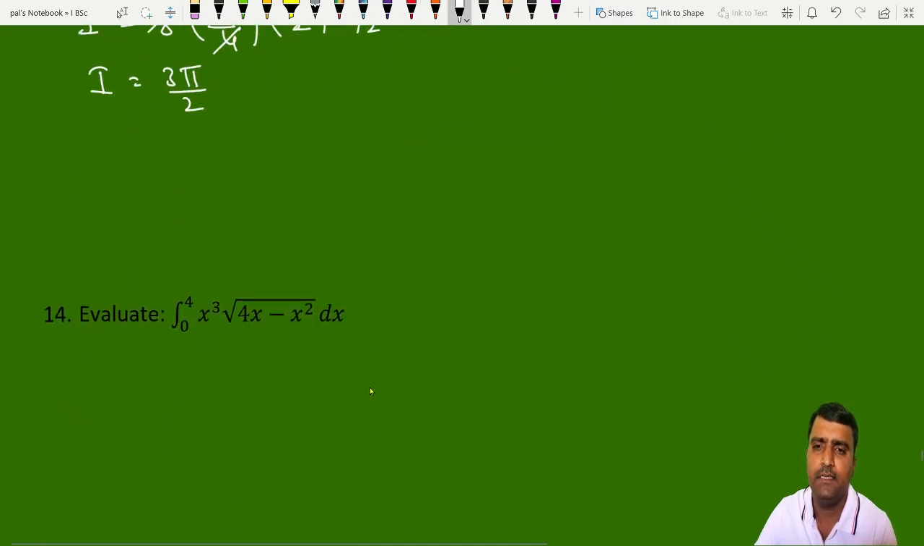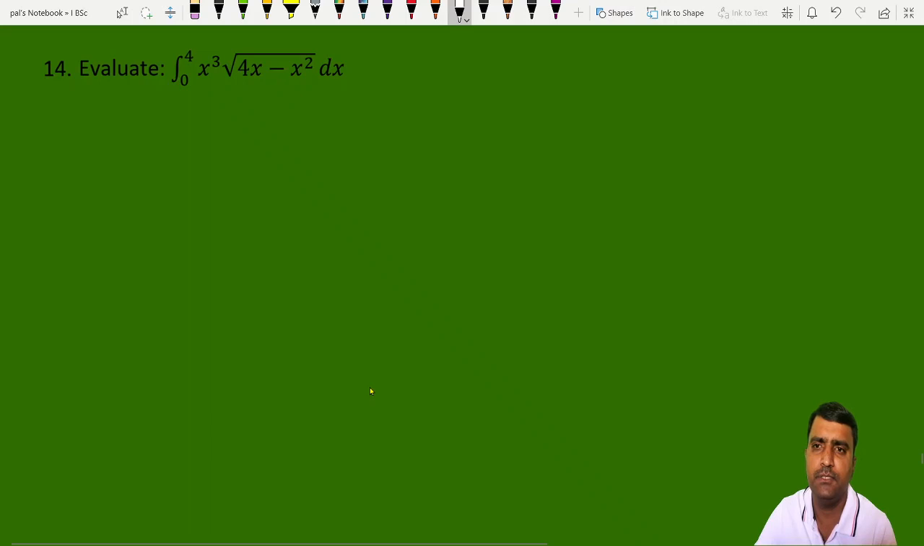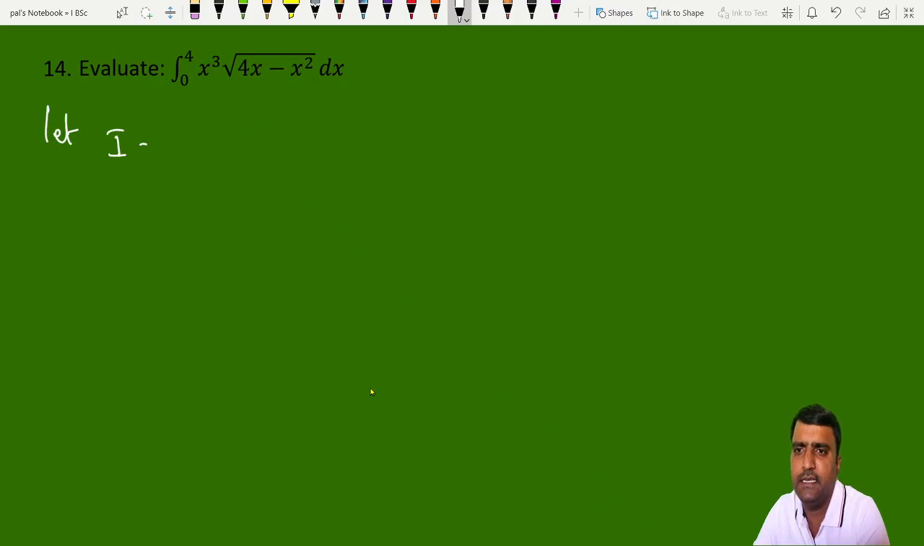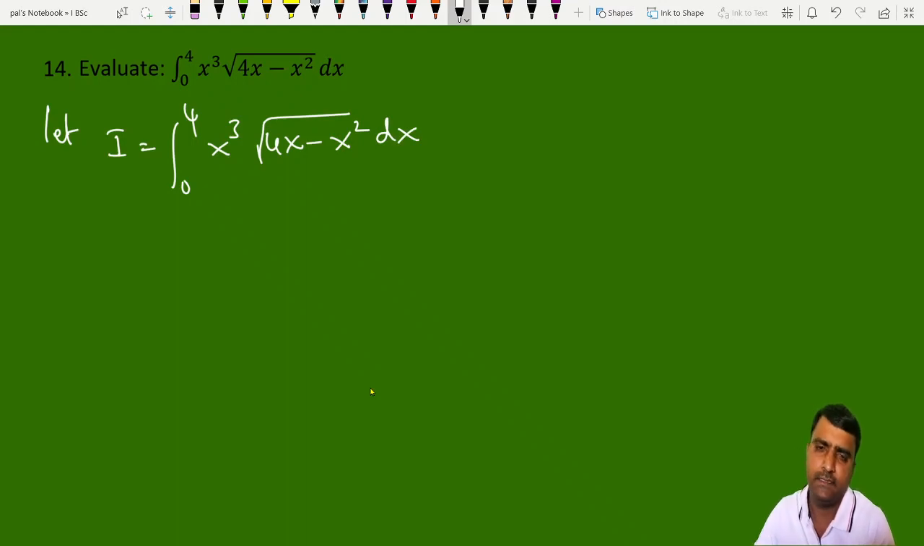Yeah, see one more interesting problem. Integration from 0 to 4 x cube into root of 4x minus x square into dx. So okay, as usual let's take I is equal to integral 0 to 4 x cube into root of 4x minus x square into dx. So we have to bring this x outside from the root. So to bring the x outside from the root, what is the suitable substitution to that one?